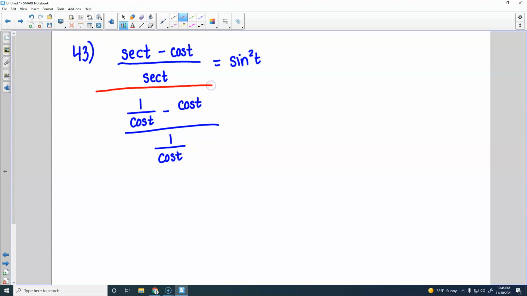Draw me some lines here. Things get confusing whenever we've got complex fractions. Alright, what can we do now? What do you think, Matthew? Good. So right now that cosine t right there is over 1. What are we going to have to multiply by?